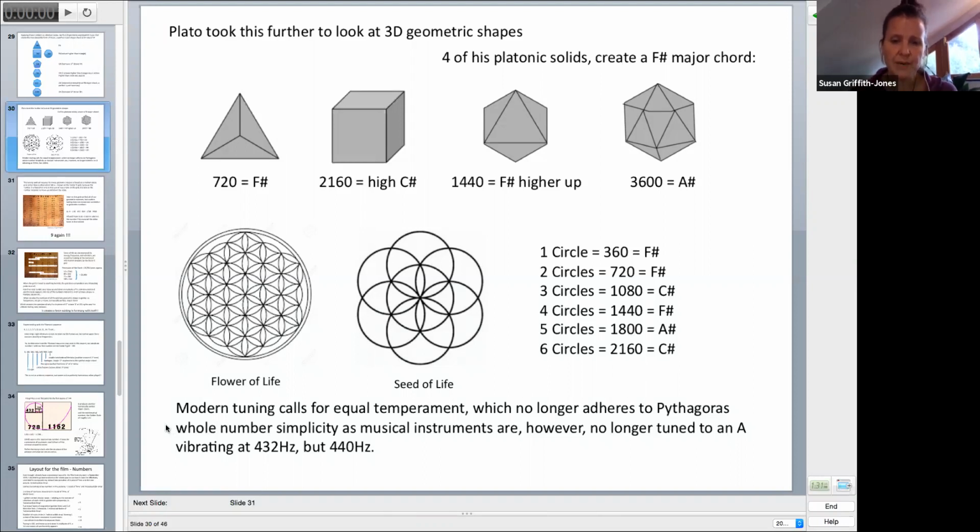Modern tuning calls for equal temperament, unfortunately, which no longer adheres to Pythagoras' whole number simplicity, as musical instruments are no longer tuned to an A vibrating at 432, but to 440. And this is a pity because, as we're going to discover, the 432 Hertzian wave is related to cosmic, universal, cosmic, solar system, planetary. It's tuned to real, and I use that term in the sense of actual frequencies which we can find in our natural world around us, extending right out into the cosmos.